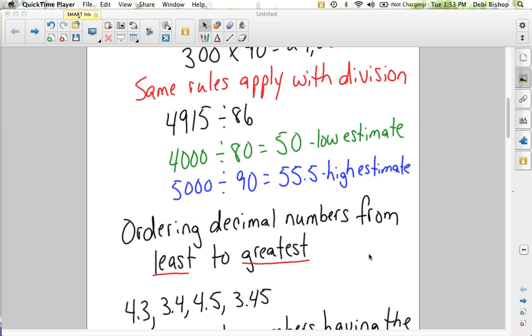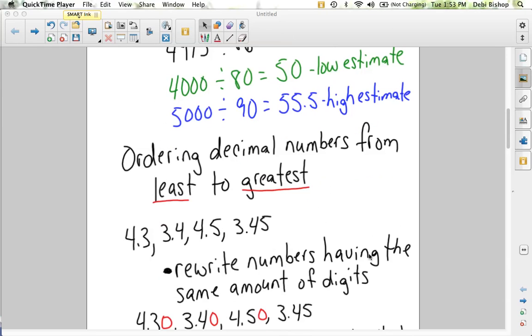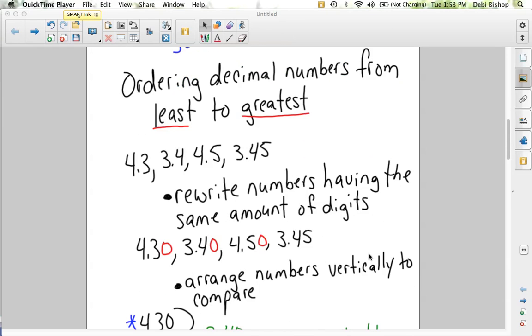Another one was ordering of decimal numbers from least to greatest. So first off, the most important thing is to make sure you're doing what it's asking for. Make sure you're going from least to greatest and not greatest to least. So one important part in math at all times is to make sure you're reading the directions carefully and doing what they are asking you to do.